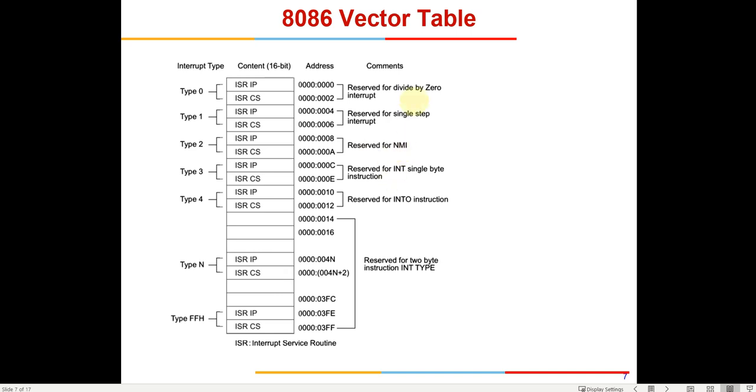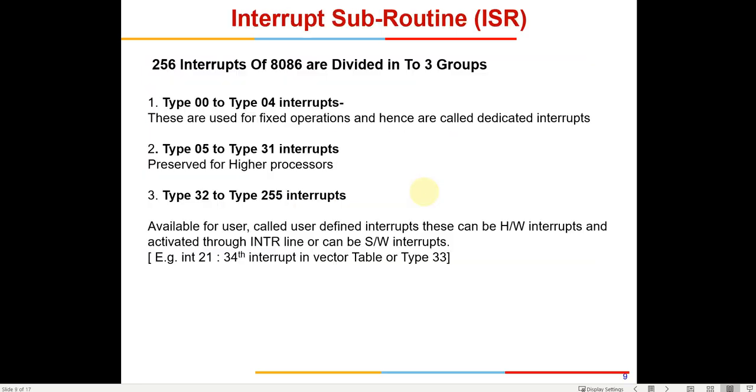Okay. So these, and int overflow. Whenever there is an int overflow, it might tell, okay, there is an overflow condition, and the data could be erroneous. So these kinds of warnings it can give. These we cannot change. And after that, from 5 to 31 also, they are actually reserved for higher processors. So 8086 doesn't use these interrupts.